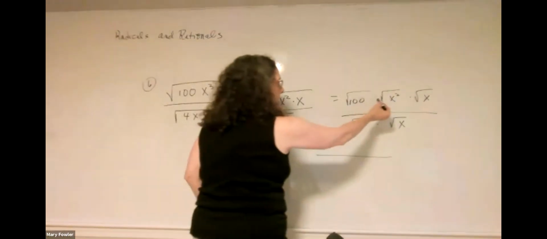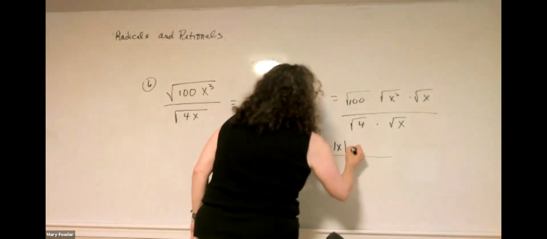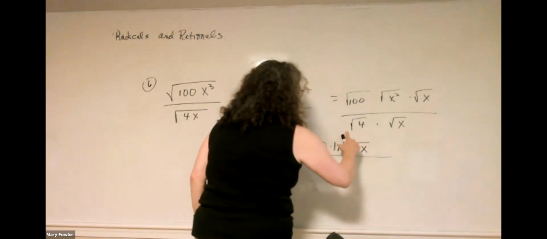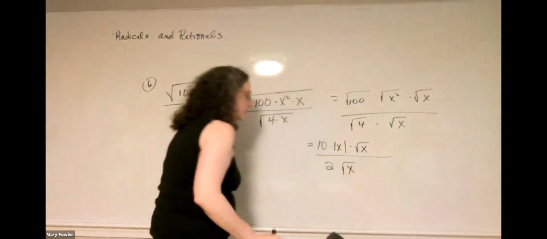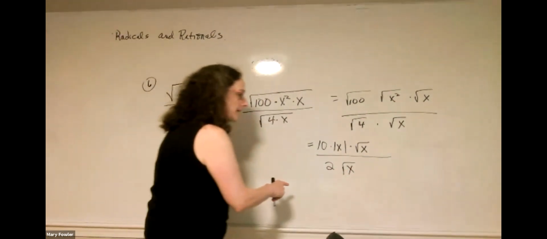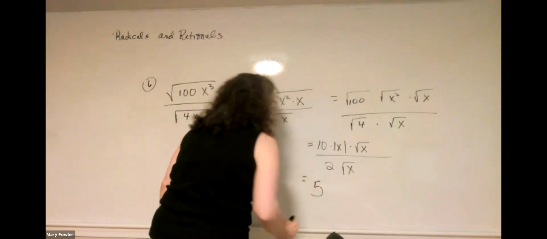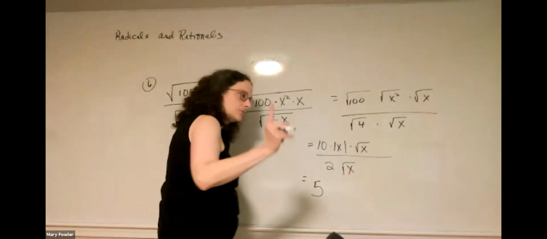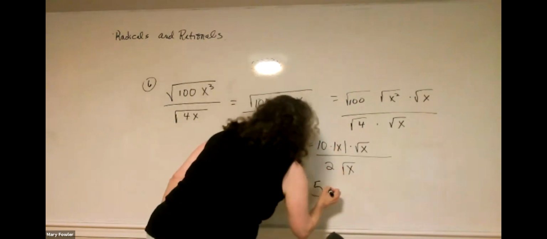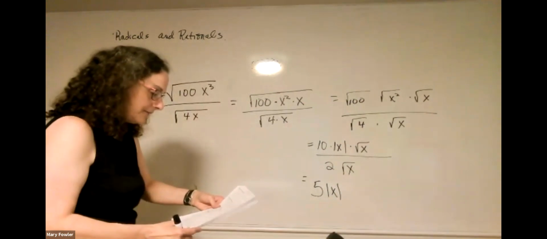So the numerator is 10 times the absolute value of x times the square root of x. And in the denominator, we have 2 times the square root of x. Some things simplify here. The 10 and the 2 simplify to a 5. The square root of x and the square root of x cancel, and we get 5 times the absolute value of x.